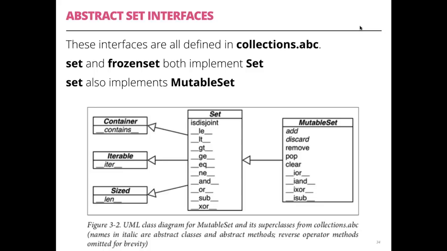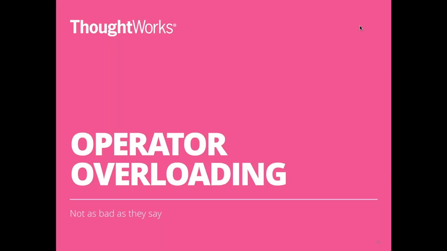So if you want to implement something that looks like a set, you look at the ABC and that's what you need to do. If you want to implement something that looks like a sequence, there's also an ABC for that you can look up. So let's talk about operator overloading.